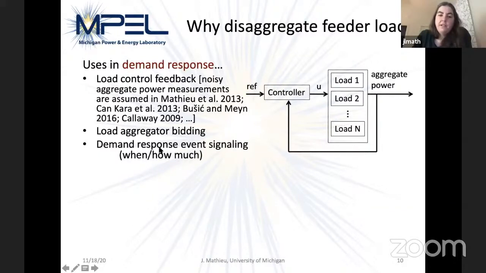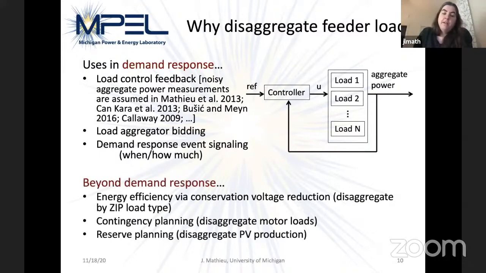And a utility could also use this information to figure out when they should call a demand response program. Because if they have an estimate that there are more electric vehicles or air conditioners on their network than usual, and they're expecting that there might be voltage problems, they could trigger a demand response event if they could see the breakdown of the loads a little bit better. It would give them more information for how to call that event. And then beyond demand response, breaking up the load by type can also help for a variety of different applications.